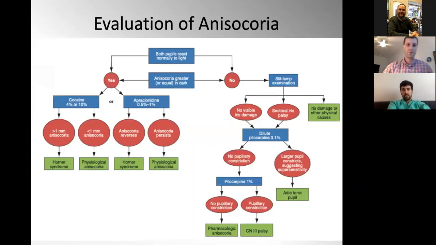All right, so coming back to where we are on this flowchart, we've worked our way through the left side. So we should be able to make sense of all this, at least on the left side. You can see the cocaine test and the apraclonidine test, and how that will lead you to either Horner syndrome or physiologic anisocoria.